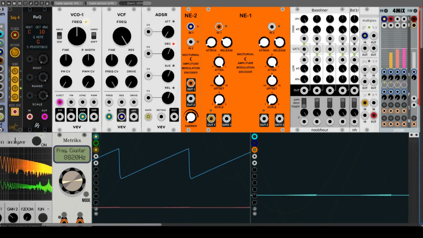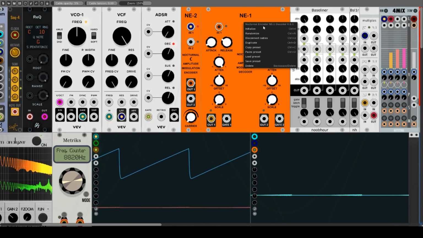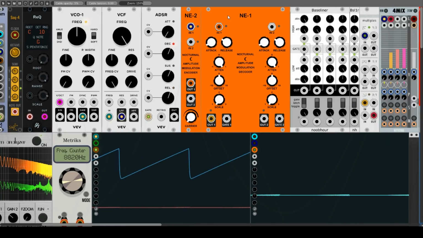The two modules NE1 and NE2 of Nocturnal Encoder are listed under VCA and attenuator respectively, but have very special areas of application. NE2 turns an audio signal into a CV signal, and NE1 turns a CV signal into an audio signal. Both are intended for communication with the Eurorack world outside of VCV-Rack.